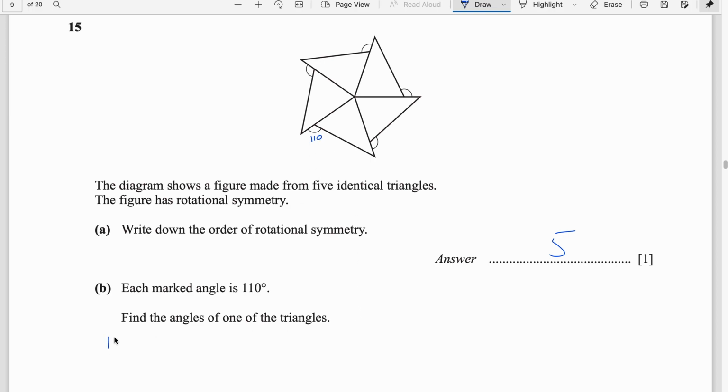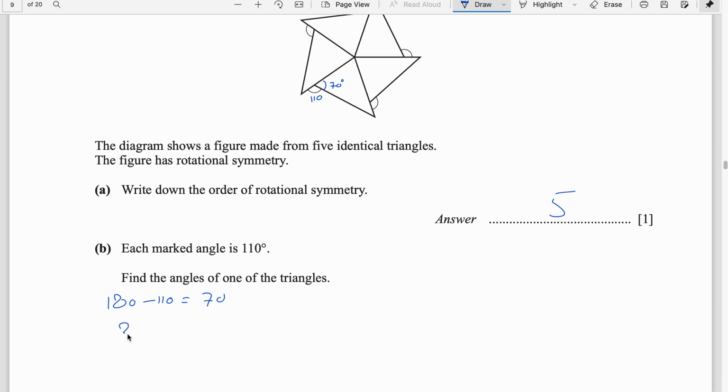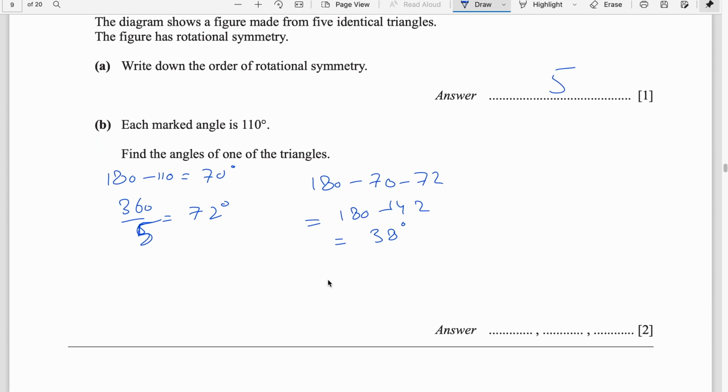So 180 minus 110 is 70 degrees. This is 70 degrees. Now I'm going for this angle. These are 5 angles in a complete circle, so 360 divided by 5 is 72. Done with two angles. The third is 180 minus 70 minus 72. So 180 minus 142 is 38. So we have these three angles: 38, 70 and 72.